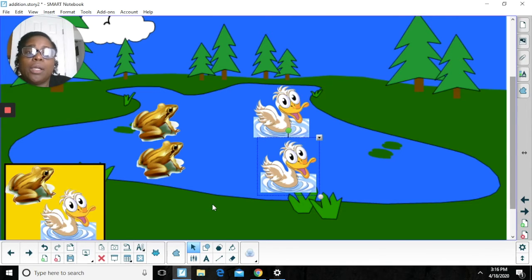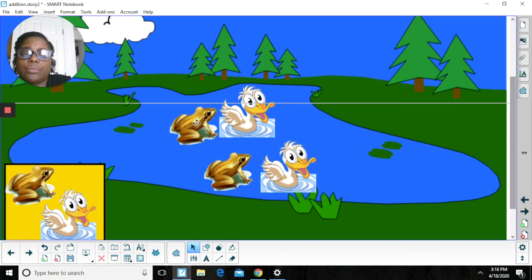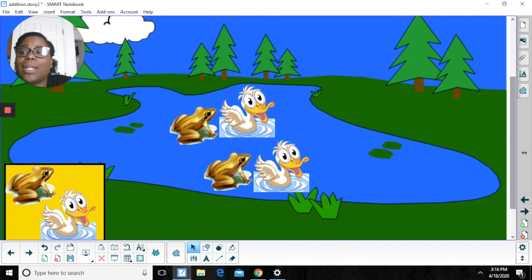Don't you remember that math word? All together. How many do we have all together? So in order for us to find out how many we have all together, we're going to have to put these groups together. So let's put them together. I'm going to bring him over here. And now we're going to count them all together. 1, 2, 3, 4. We have 4 animals all together in the pond.